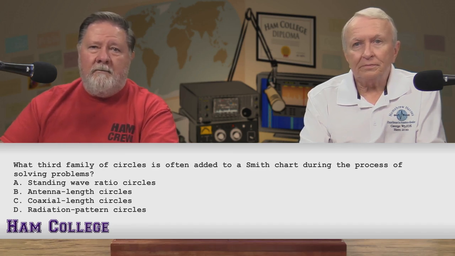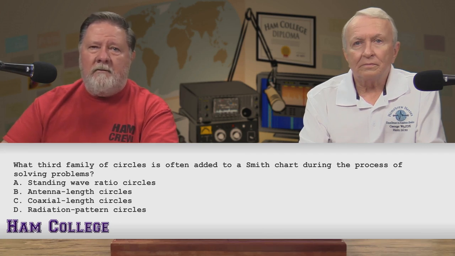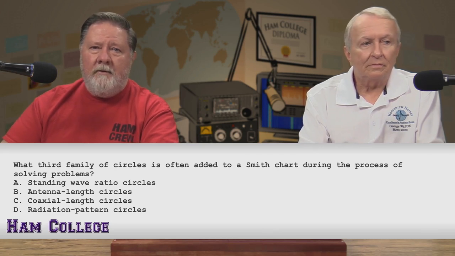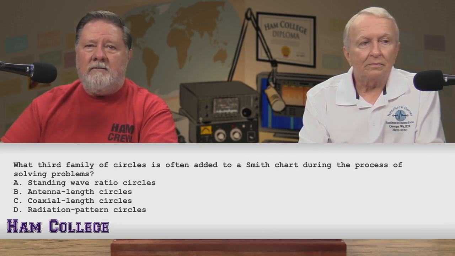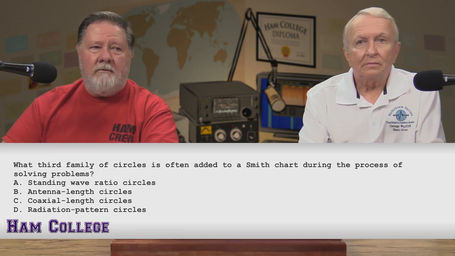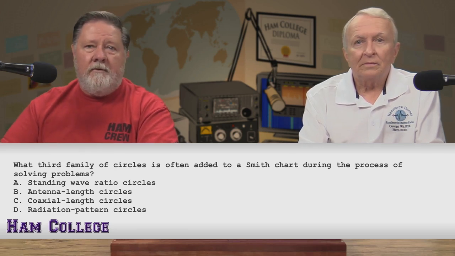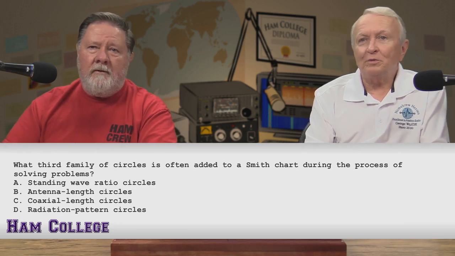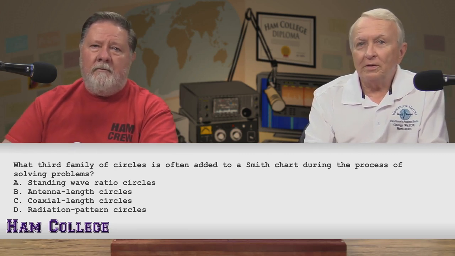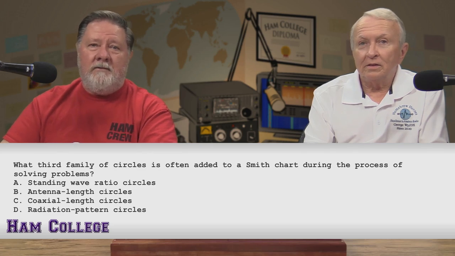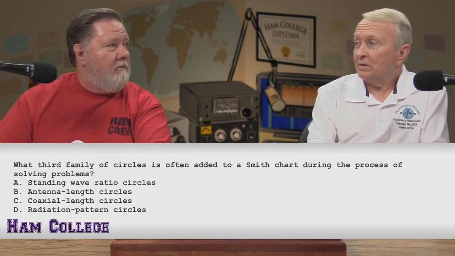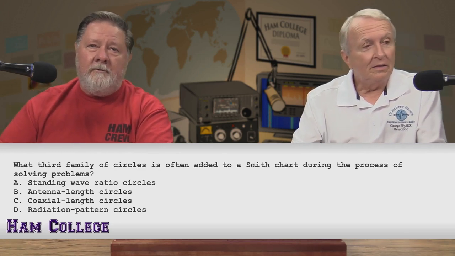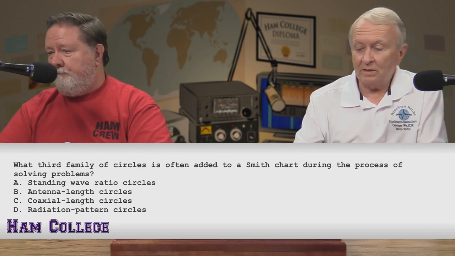Well, I don't think it's D, radiation patterns. Coaxial length circles? I don't think it's C either. B, antenna length. It's got to be A, standing wave ratio circles, because that's kind of what we're interested in mostly with this stuff. There's more than one type of problem you can solve with the Smith chart. I might be wrong, but I don't think it's B, C, or D. I don't think it is either. I think you're right. Chat rooms, they're all saying A.